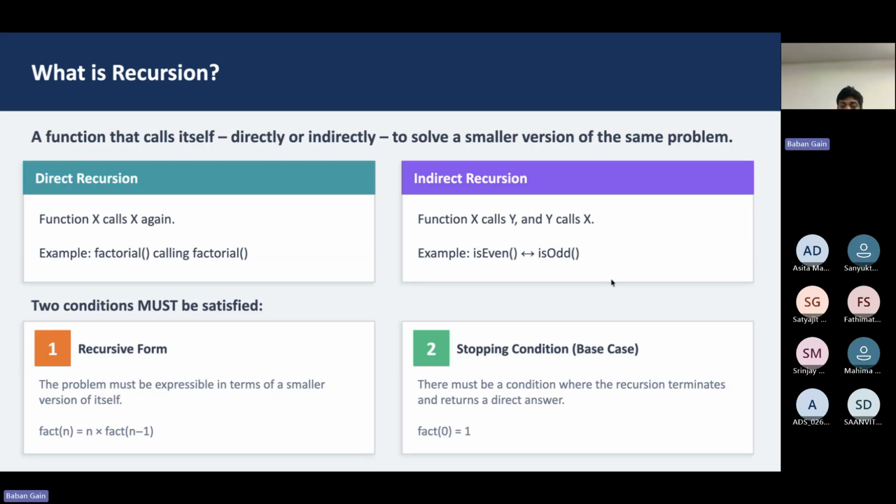And in recursion, there must be two things. One is the recursive form. Let's say I am trying to find factorial of n. So what is factorial of 5? 5 into 4 into 3 into 2 into 1. So what I can do is write 5 multiplied by factorial of 4. This is a recursive form, but it should not go 5 into 4 into 3 into 2 into 1 into 0 into -1 into -2. It should not go on indefinitely. There should be a condition that if this condition is satisfied, do not do further recursion.